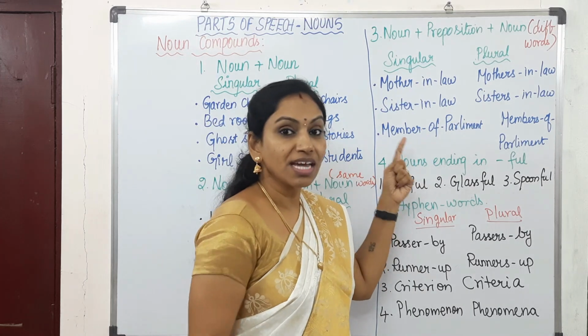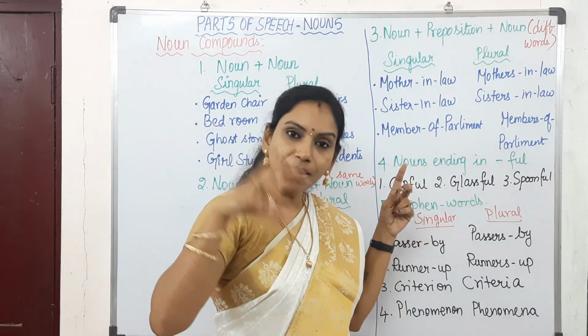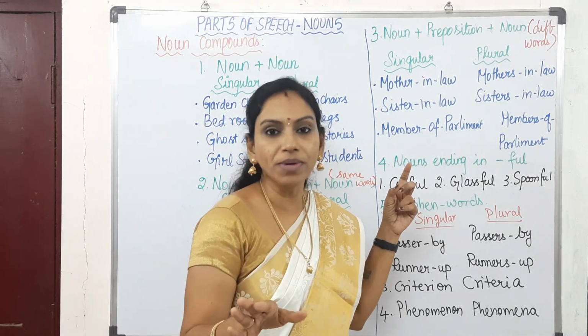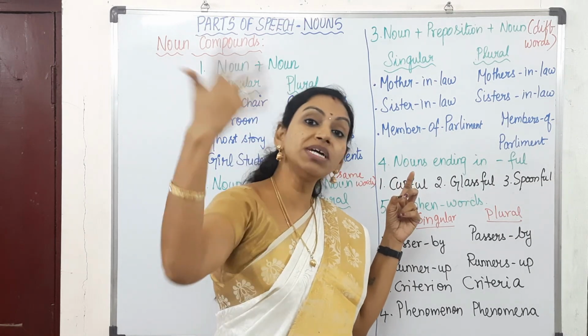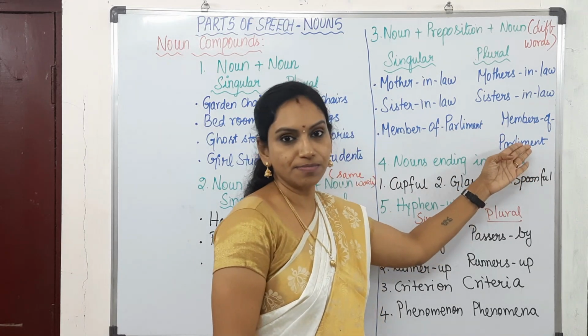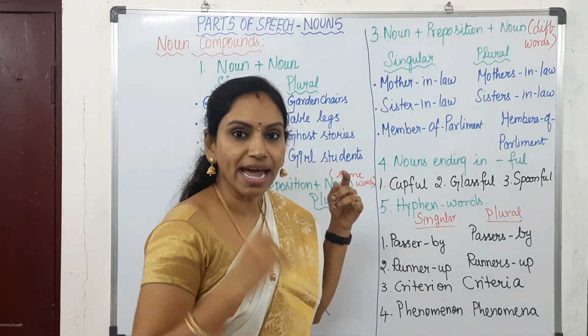But if it is in plural form, members of parliament. Members can be plural, but parliament cannot be plural. Parliament is a common noun. So member of parliaments cannot come. So, members of parliament in case of plural. This is your third category.